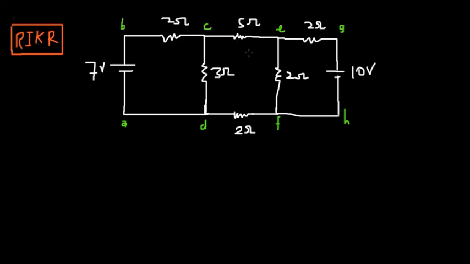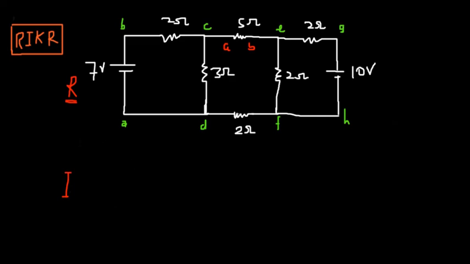Now we want to find the current passing through our 5 ohm resistor. So first we remove. That's the first method: remove. We remove the 5 ohm and represent it by a certain A, B. Now the next thing is insert. We are about to insert our VTH. This is how you insert it.